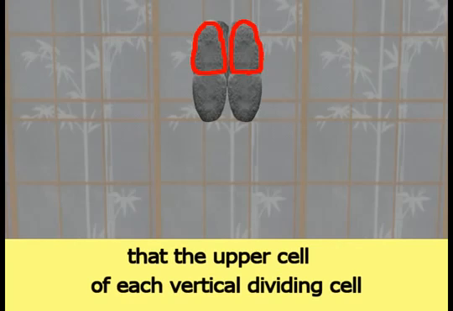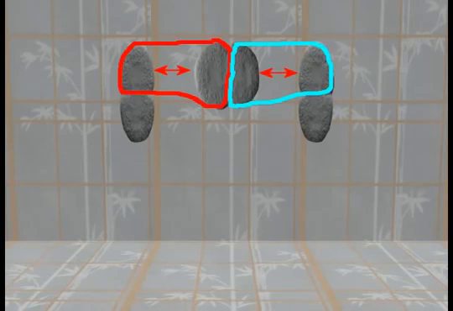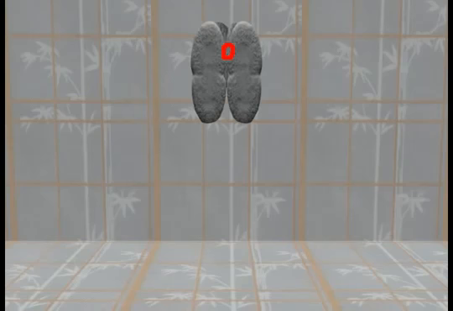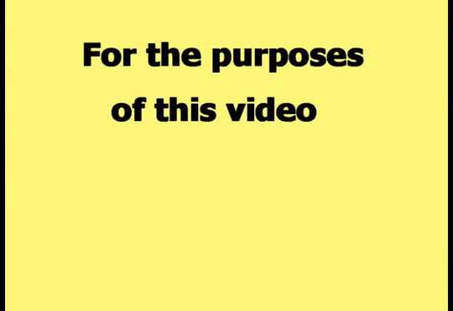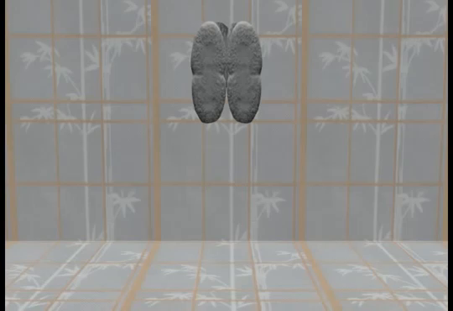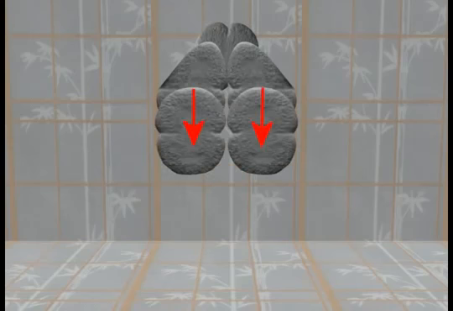It is extremely important to keep in mind that the upper cell of each vertical dividing cell represents one of the two original cells. The original dividing cells remain partially connected to each other. The two new cells below the parent cells are also still partially connected to the parent cells. For the purposes of this video, these two new cells are going to be resized and moved, as shown in this picture. This new pair of cells then divide themselves downwards.